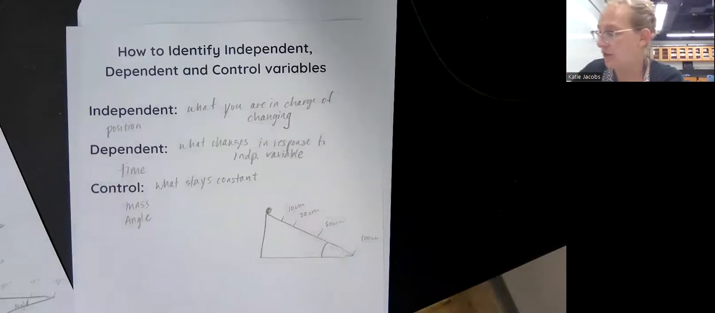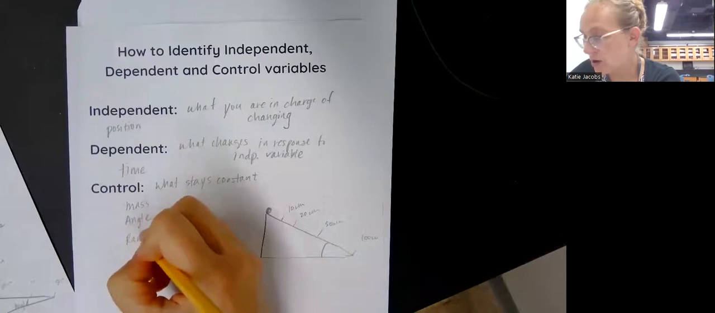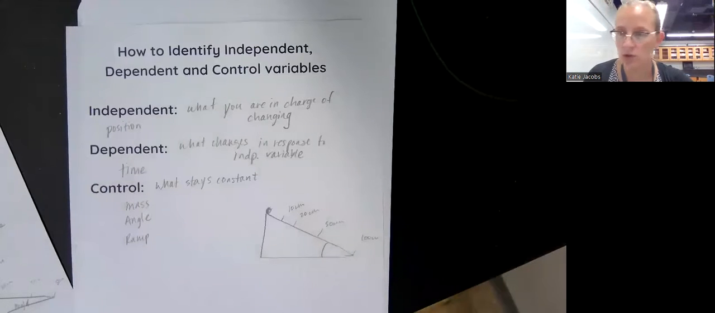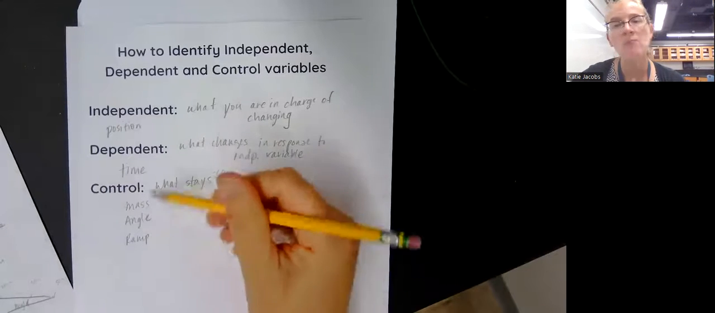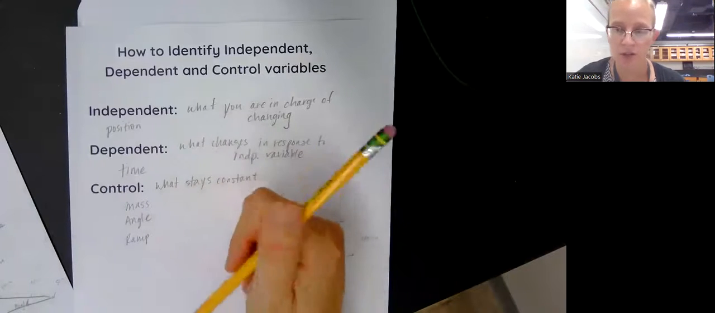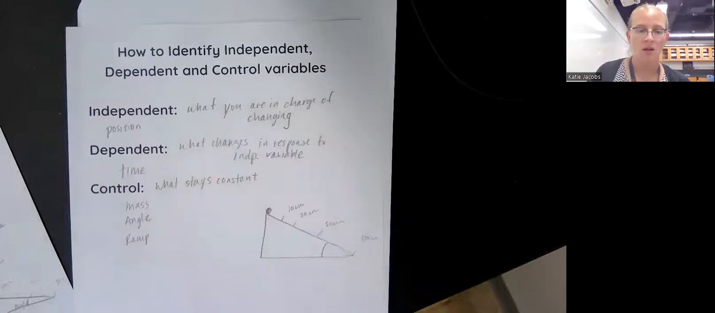Also, the ramp itself. I don't want to switch ramps from aluminum to wood or something like that. I want the surface to be the same. So it's what you hold. There's going to be multiple control variables usually in an experiment that you want to hold constant. Okay, let's do some practice questions.